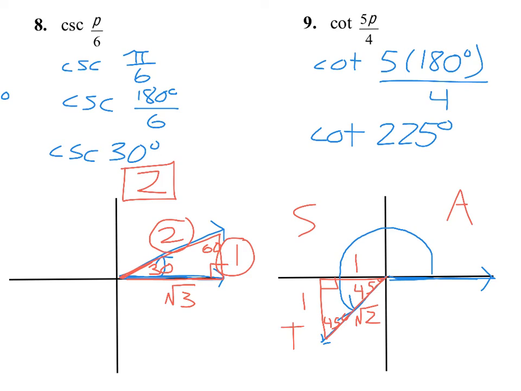Okay, ASTC. Tangent is positive in this quadrant, so cotangent, which is the reciprocal of tangent, is also positive. Tangent is opposite over adjacent, so we're going to do adjacent over opposite. 1 divided by 1 is 1.